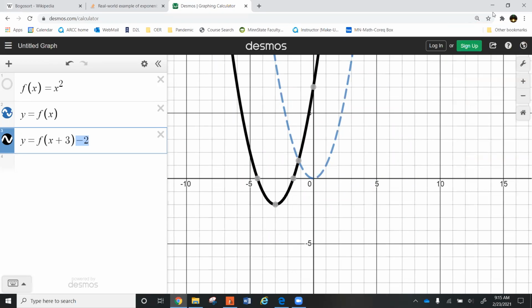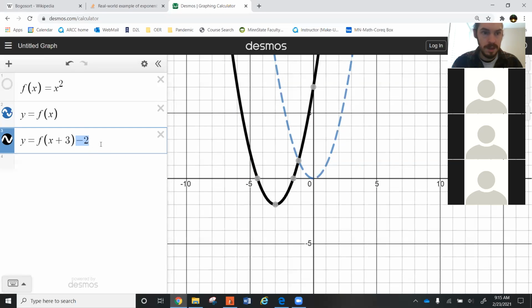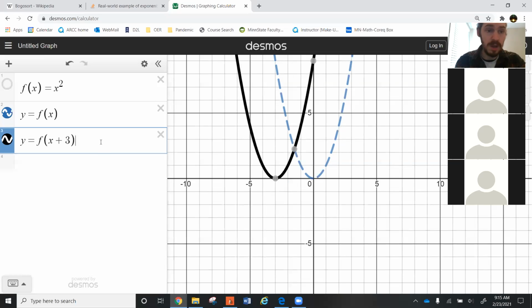What do you think, folks? Pretty cool, huh? So I've showed you 2 different types of transformations that you can do. You can do shifts and you can do scaling. Now you can combine these things together.